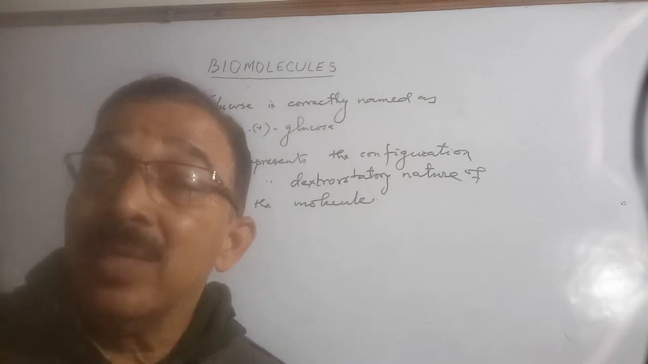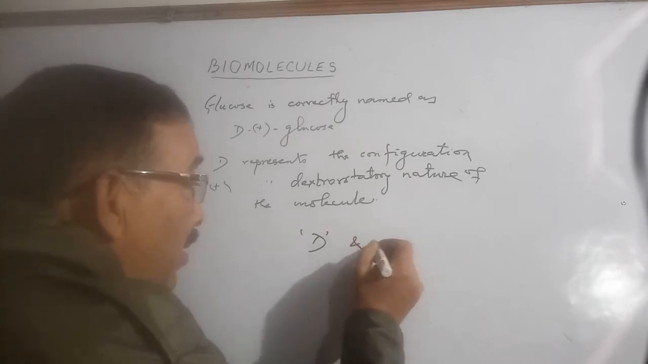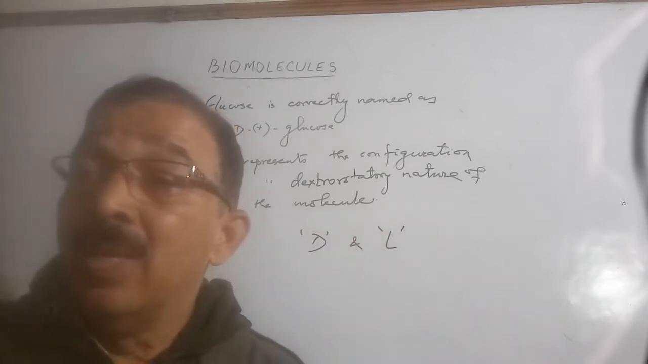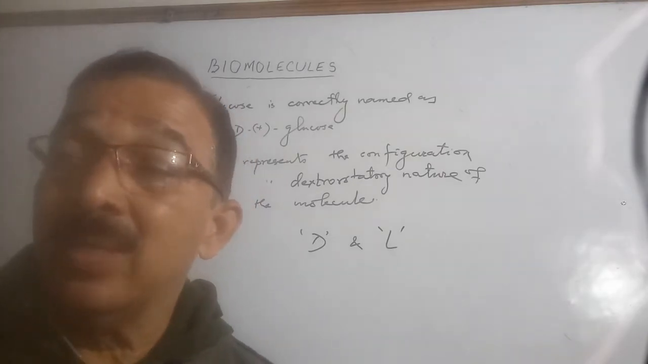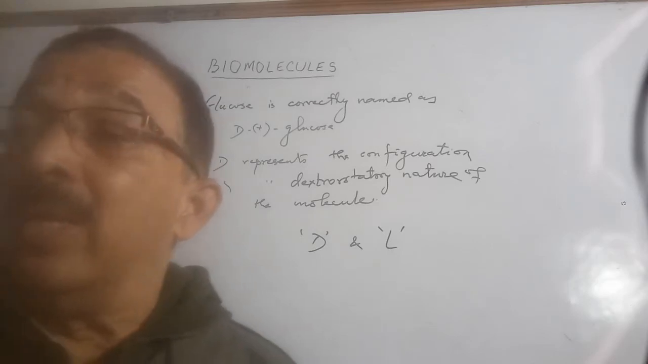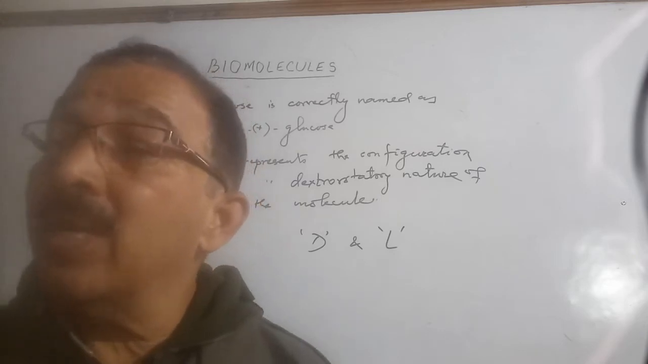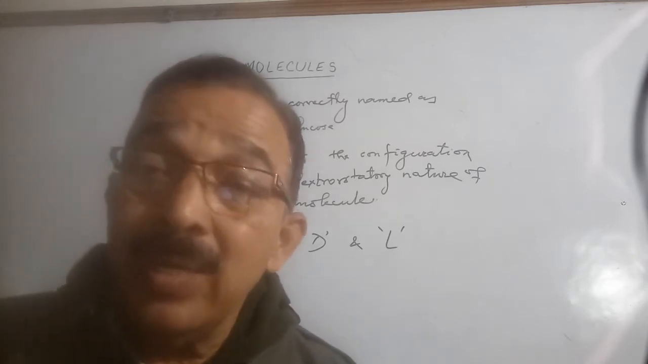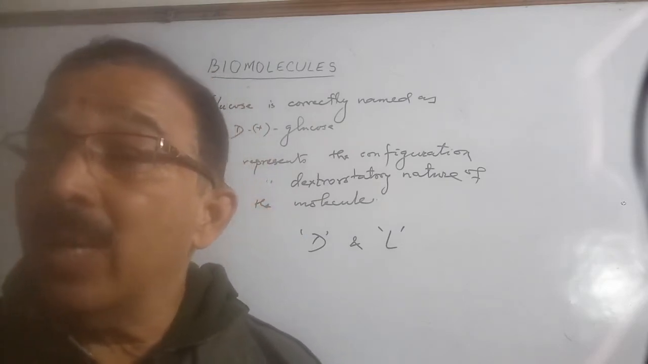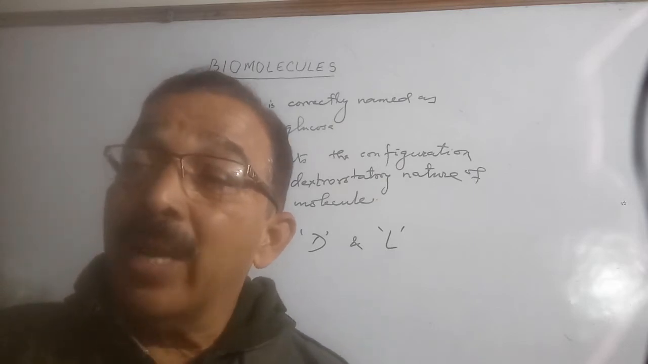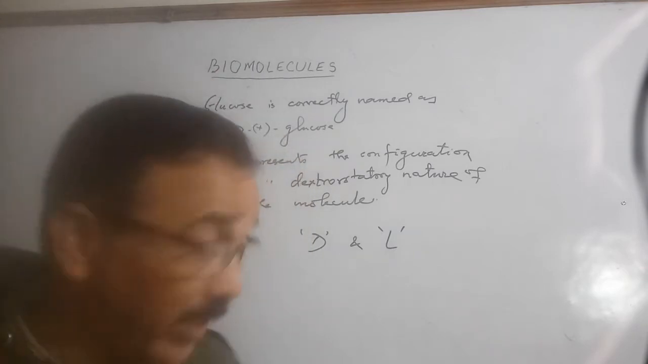The letters D and L before the name of any compound indicate the relative configuration of a particular isomer of glyceraldehyde. Glyceraldehyde contains one asymmetric carbon atom and exists in two enantiomeric forms as it is shown here.